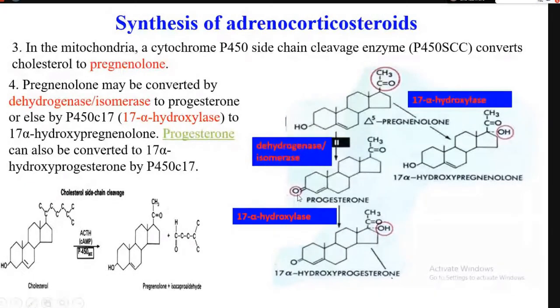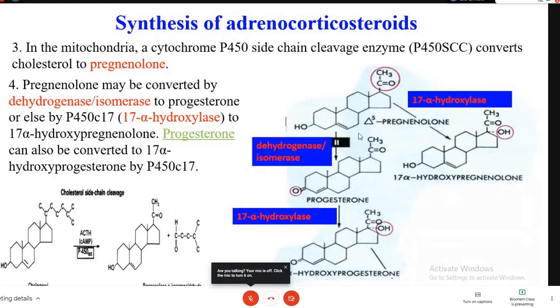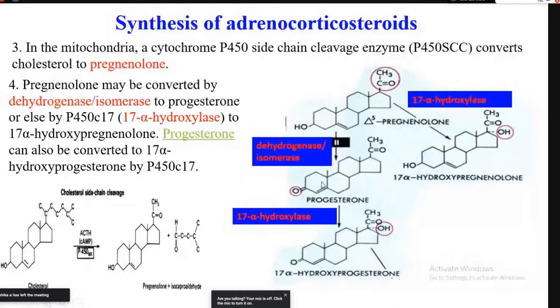Deepika, can you see it? Yes, sir. The hydroxyl group is now changed into a keto group by this dehydrogenase and isomerase enzyme. The pregnenolone is changed into progesterone. Then this progesterone is again changed by 17-alpha hydroxylase. This keto group is now changed again into a hydroxyl group here, the opposite of that.